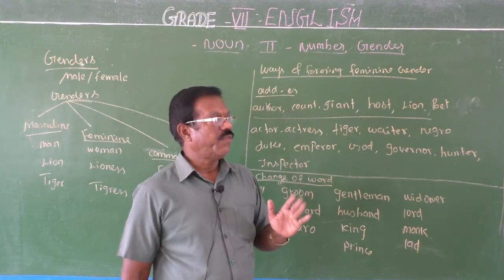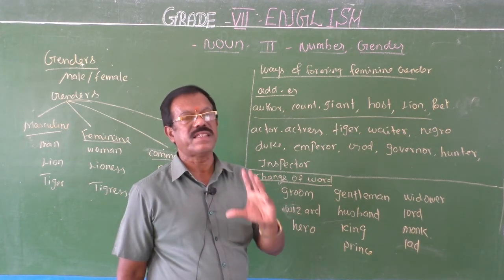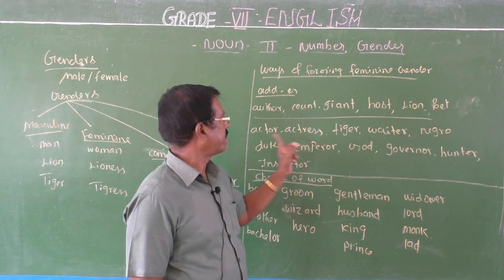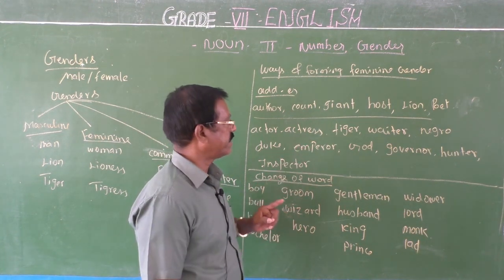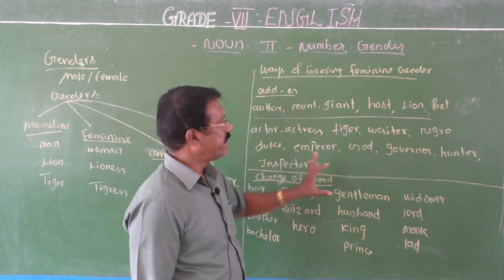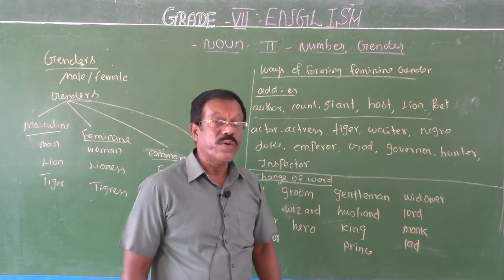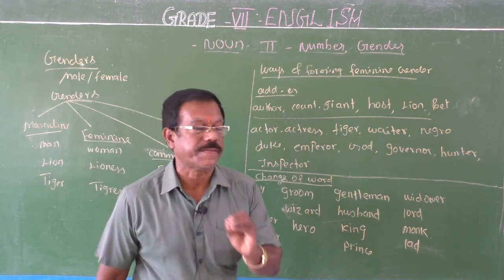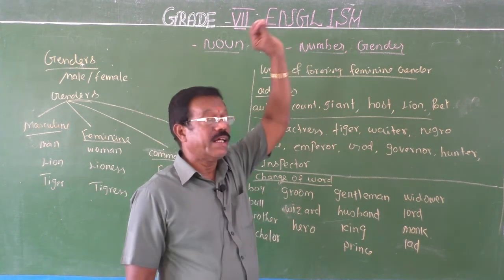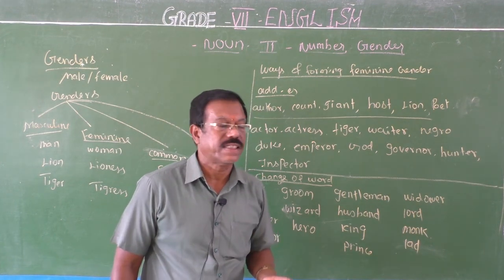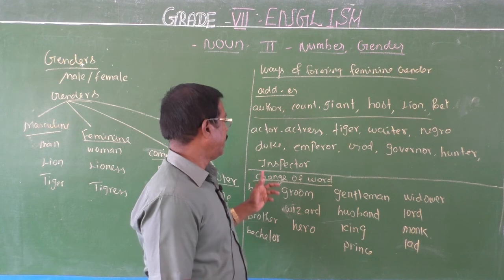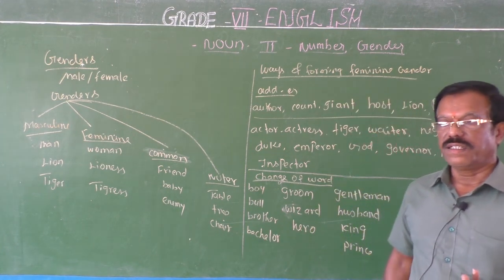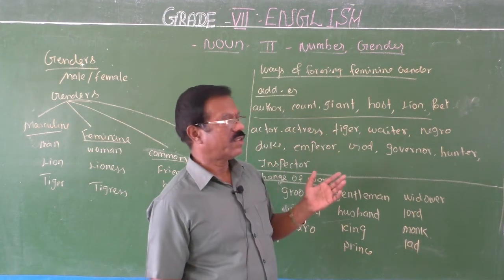There are some nouns which, before they take ES, get changed in some aspect. So you have to make some changes, and then only can we add ES. For example, actor, actress. See the changes. So mind the spelling, actor and actress. Similarly, tiger and tigress. Waiter, waitress, spelling is important. Negro, negress, N-E-G-R-E-S-S. Duke, duchess. Emperor, empress. God, goddess, G-O-D-D-E-S-S. Governor, governess. Hunter, huntress. Inspector, inspectress. So in all these cases, these nouns get their feminine by changing some letters and then taking ES to the masculine gender.